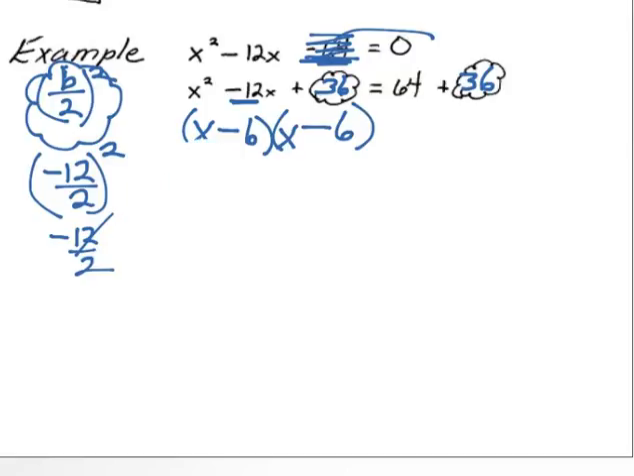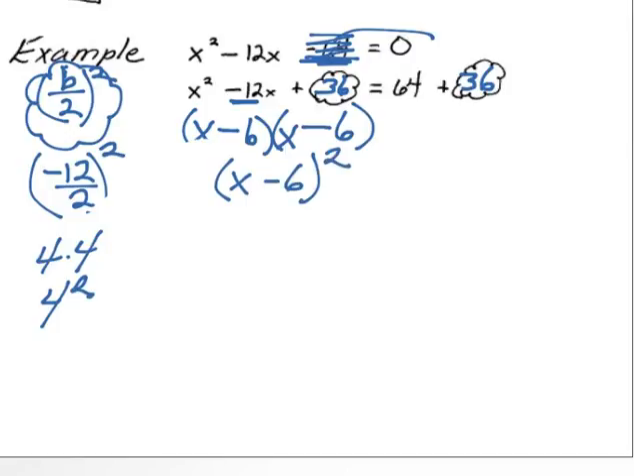All right, so is this the right way to write this? No, it's not. If I have 4 times 4, I don't leave it 4 times 4. I say it's 4 squared. So this is x minus 6 squared.